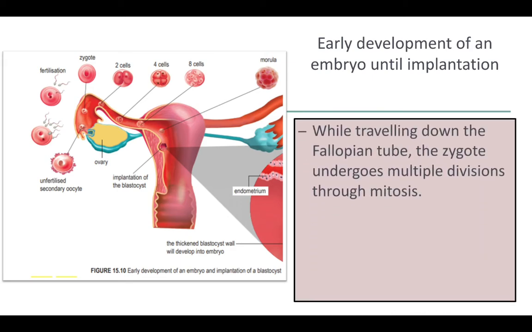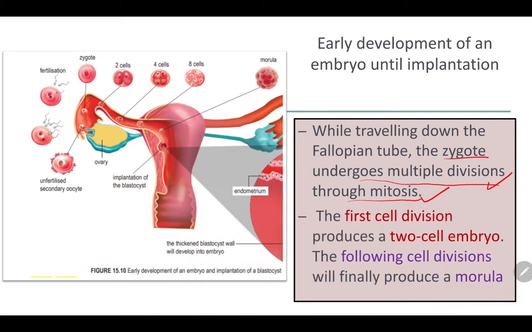Okay, while traveling down the fallopian tube. Okay, just now we stopped at the zygote. Okay, after the fertilization process, fertilization would produce a diploid zygote. So while traveling down the fallopian tube, the zygote undergoes multiple divisions through mitosis. Maksud multiple division through mitosis ialah cell division ada dua jenis. Okay, mitosis dan meiosis. Okay, so pembahagian sel yang mana? So untuk yang ini, pembahagian sel ni adalah melalui mitosis, bukan meiosis. Multiple division, maksudnya mitosis ni berlaku banyak-banyak kali.